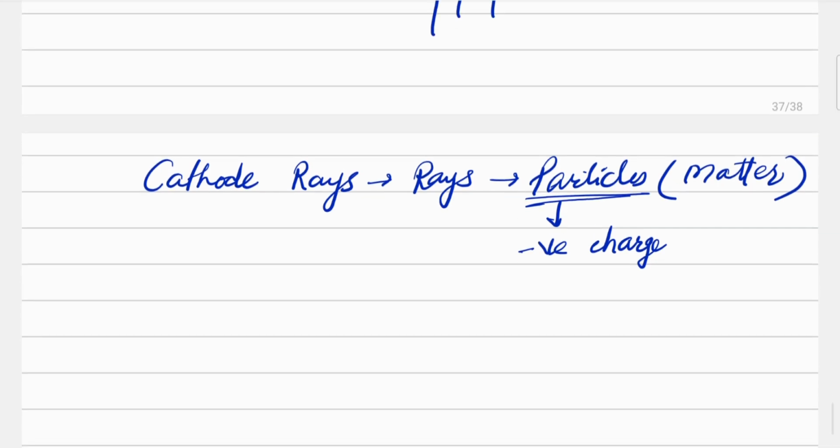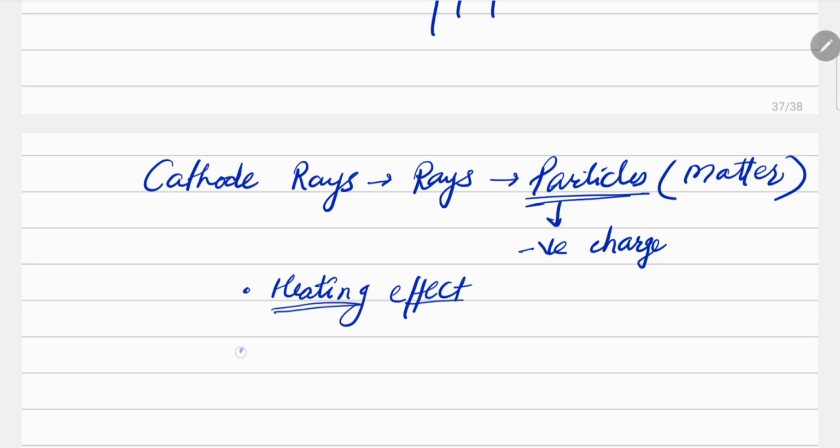Okay, this was the discovery of the electron by J.J. Thomson. A few things he also got to know about cathode rays, that cathode rays cause a heating effect. Whenever they performed this cathode ray experiment and the cathode rays were made to strike a thin metallic foil, that metallic foil got heated up, so they caused a heating effect.